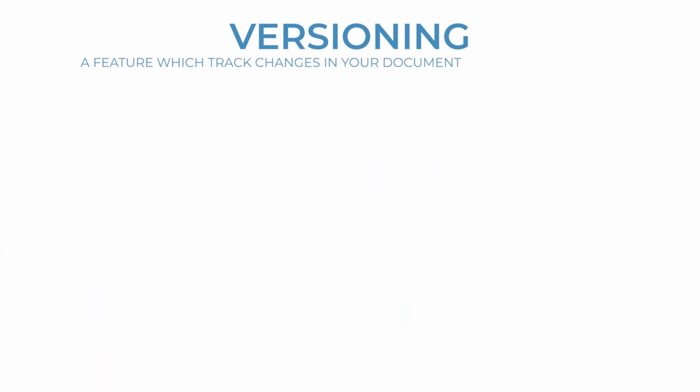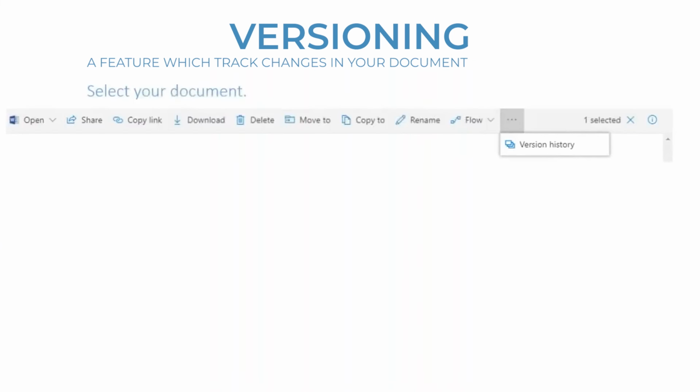Another great thing about cloud storage, specifically in OneDrive and in SharePoint, is versioning. And this is a feature which tracks changes in your document. And it's really, really great for once you share a document out of your OneDrive, if some changes are happening that you don't like or you don't love, or maybe your messaging is lost, you can go back and restore a version from the past.